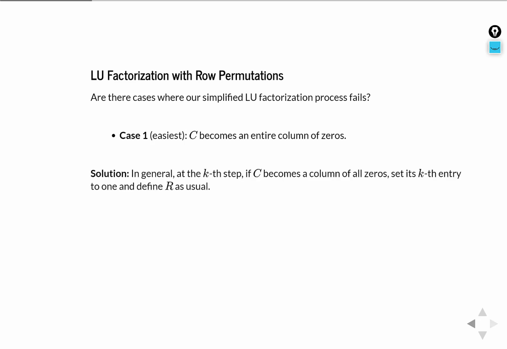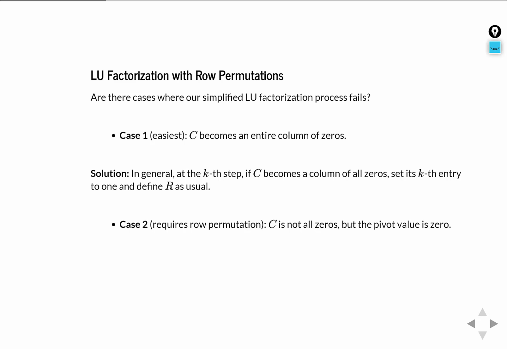The solution to this case is relatively easy. Generally, at the kth step, if the C vector becomes a column of all zeros, we set the kth entry to 1 and define R as usual.